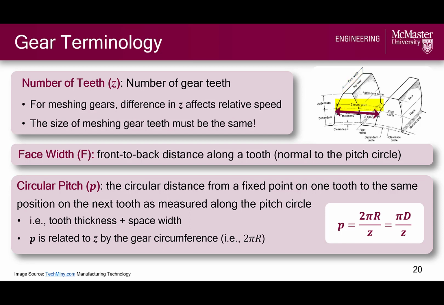Circular pitch, which is not to be confused with the pitch circle, is a measure of the circular distance from a fixed point on one tooth to the same position on the next tooth, as measured along the pitch circle, which is also shown on the diagram. This circular pitch, represented by lowercase p, is calculated as the pitch circle circumference divided by the number of teeth on a gear. So it is a function of pitch circle diameter and the number of teeth.